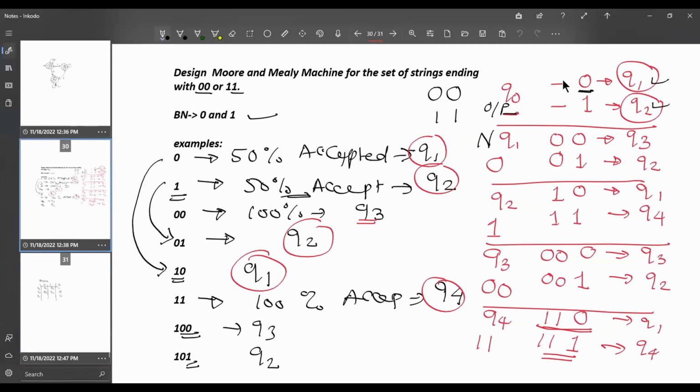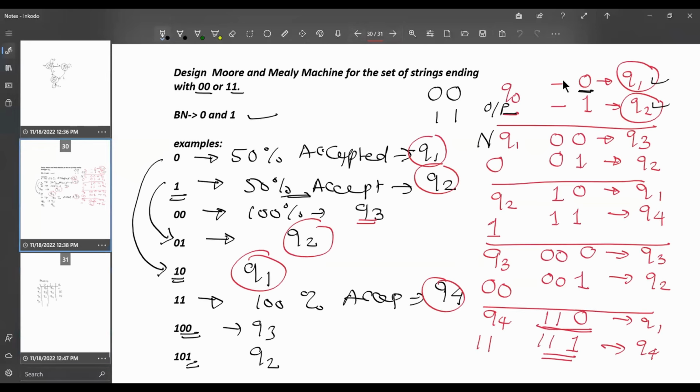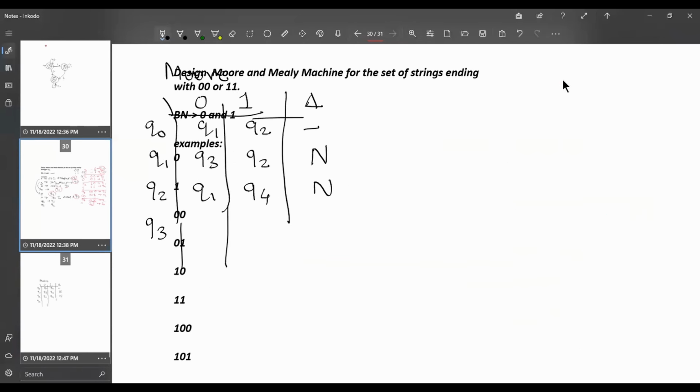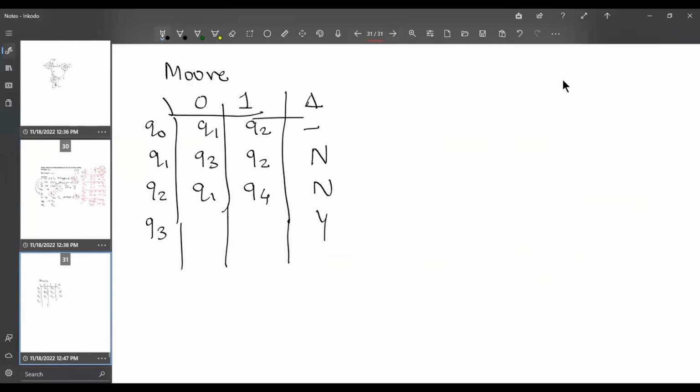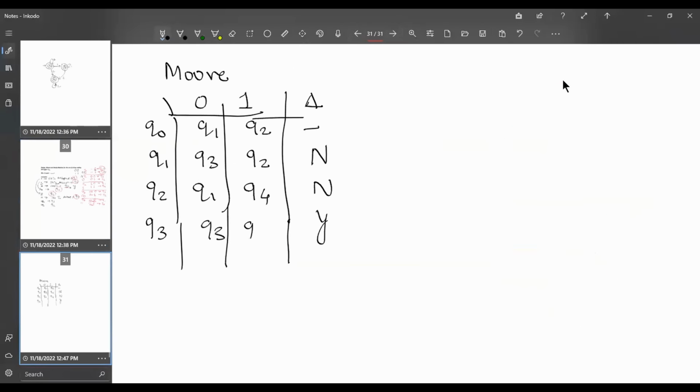Now Q2 on 0 is going to Q1, and on 1 it is going to Q4. The next resultant state that we are going to consider is Q3. What is the output of Q3? It is according to the requirement, so the output will be yes. So we'll write output as yes for Q3. Q3 on 0 is going to Q3, and on 1 it is going to Q2.